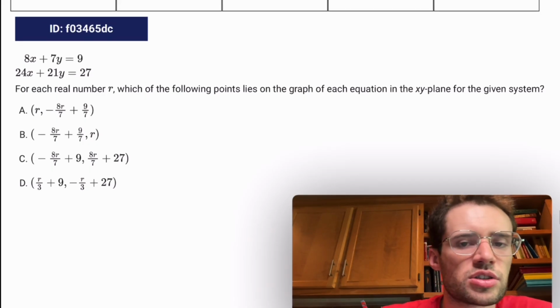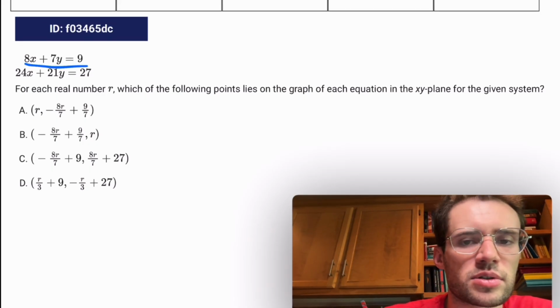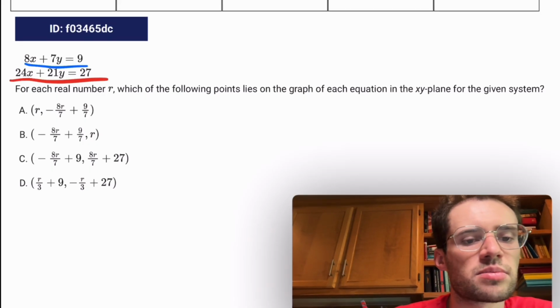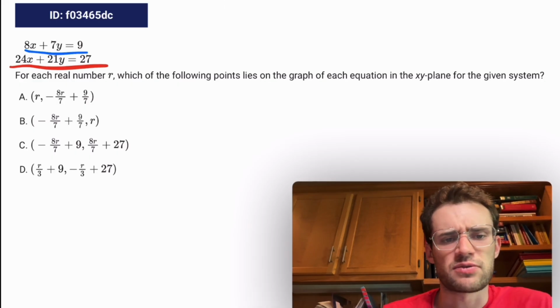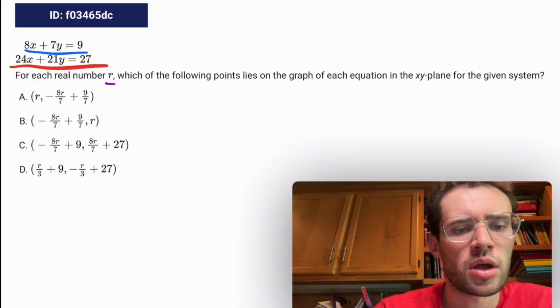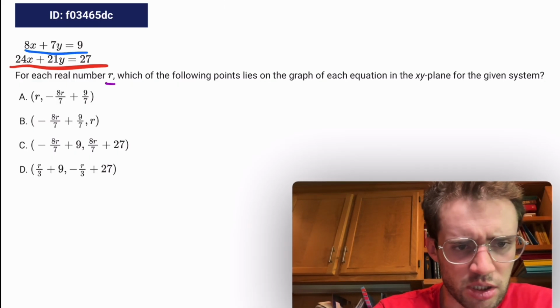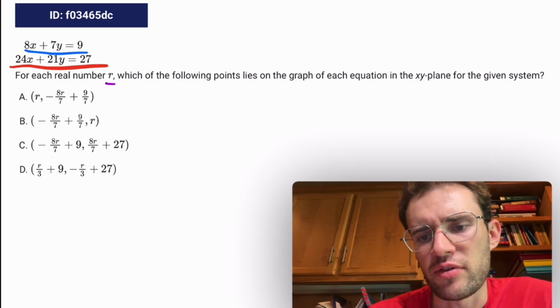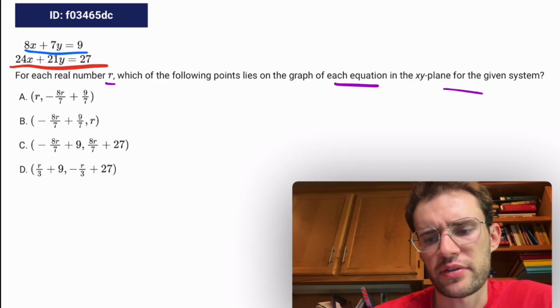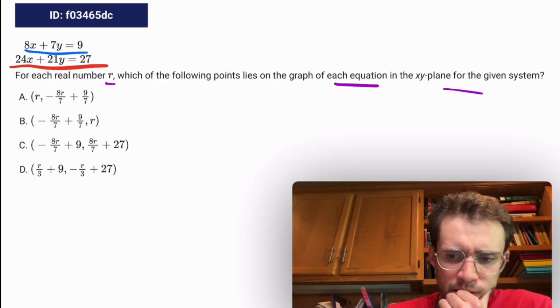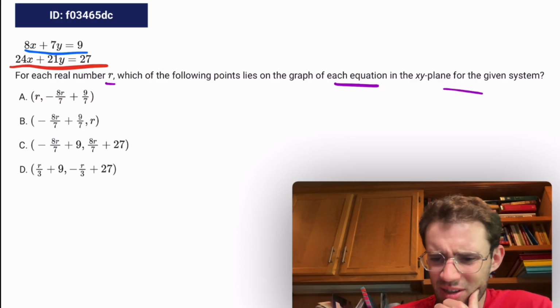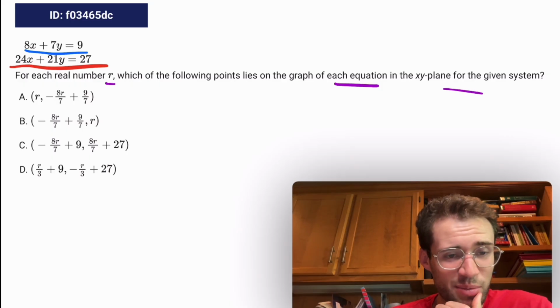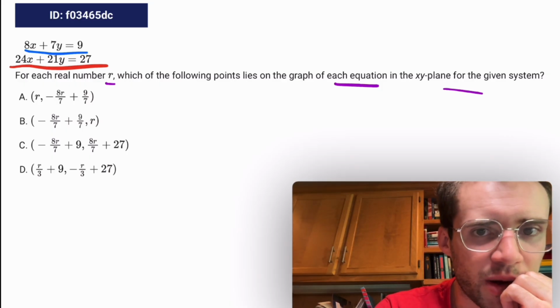So we have two equations. We have 8x plus 7y equals 9, and we have 24x plus 21y equals 27. It says for each real number r, and the r's are not appearing in either of these equations, but they are in the solutions, which of the following points lies on the graph of each equation in the xy plane for the given system? So that's already definitely making me think they're going to be the same equation. And if we look at the two equations, they are, right?